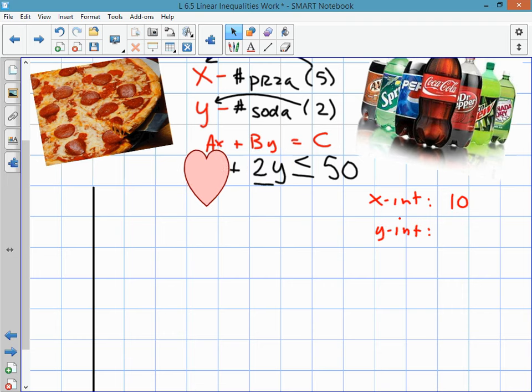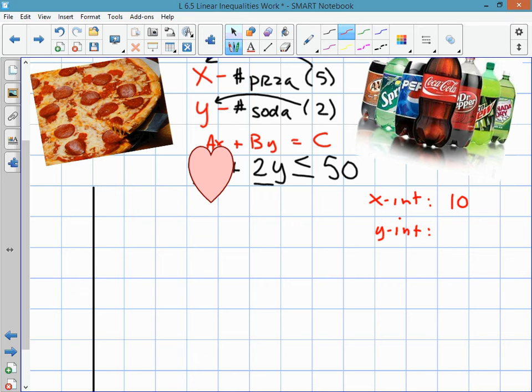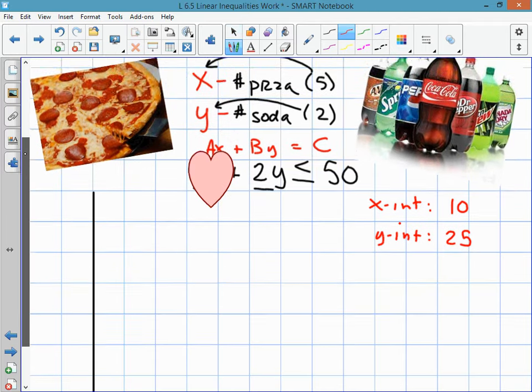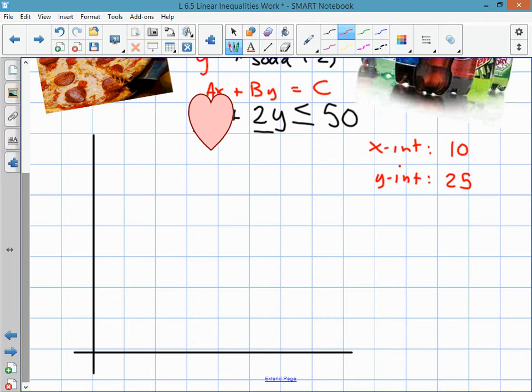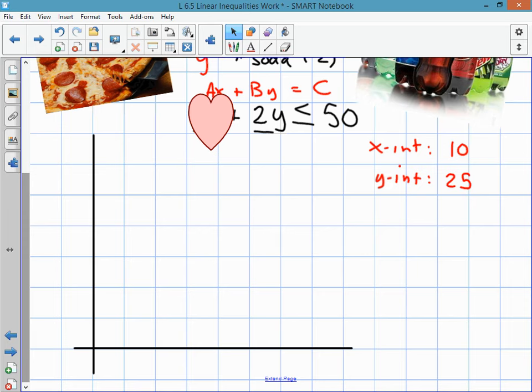And finding the y-intercept, I cover up the x. What's left is 2y equals 50, divide both sides by 2, the y-intercept will be 25. So I can graph this inequality using the x and y-intercept, and knowing that the x is the pizza and the y is the soda. So because this is a story problem, because I can't buy a negative number of pizzas and a negative number of sodas, when I set up my graph, I'm only going to use quadrant 1.